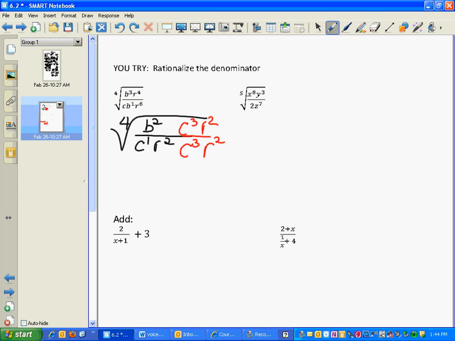Would you agree? So in the numerator, I'm going to have b squared c cubed r squared. And in the denominator, I'm going to have c to the 4th and r to the 4th. But what is the 4th root of c to the 4th? And of r to the 4th? So do you see how they're no longer under the root? So my root is just in the top. B squared c cubed r squared.